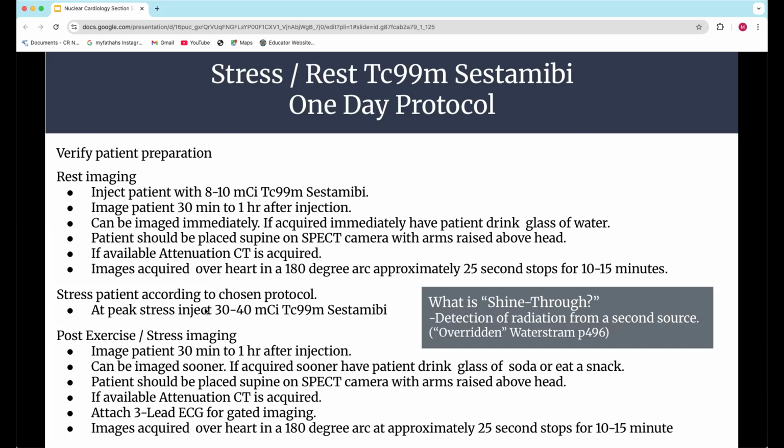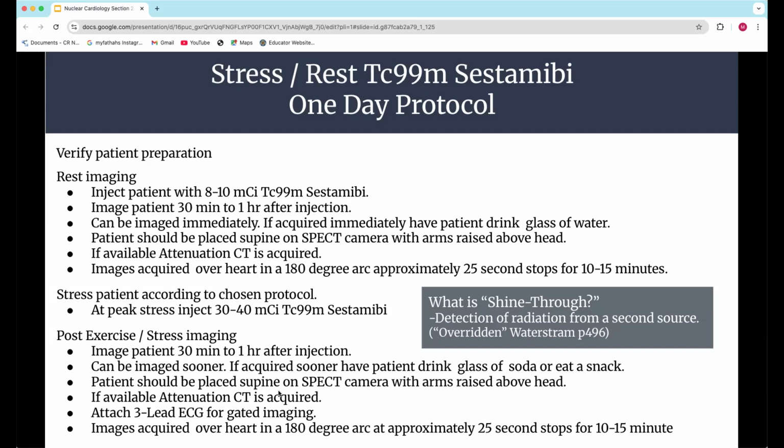We want our stress to be the one that gets the higher dose so that we can have really good images on stress, because again, the stress is the one where you may or may not have a defect. It's really your most important image to determine everything, but we still have to have the rest to compare to, and so you'll have a little bit smaller dose there.